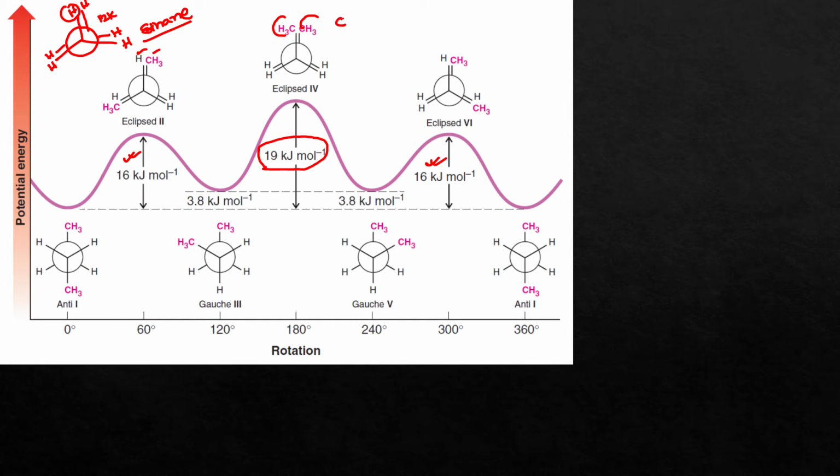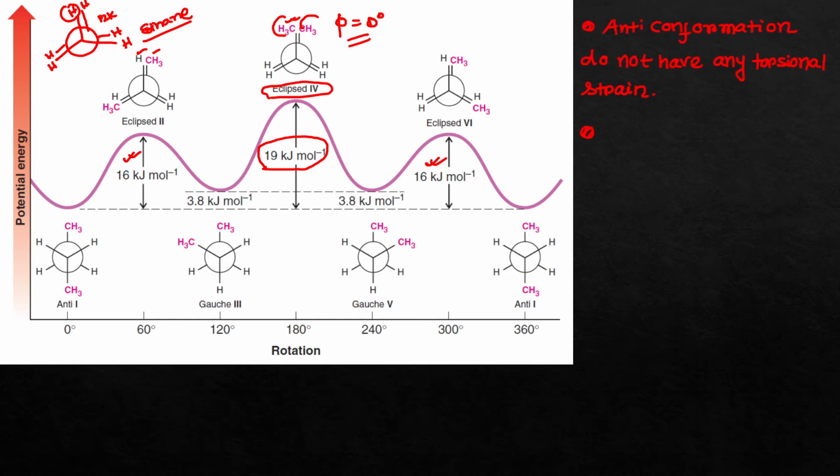So the phi angle, the dihedral angle between these two methyl groups, is 0 degrees. So they are eclipsed with each other. So that's why there will be much more steric repulsion between these two methyl groups. So this eclipsed conformer will have the highest energy, 19 kilojoules per mole higher than what is seen in the anti-conformer. Okay, so this is the conformational analysis for the butane molecule.